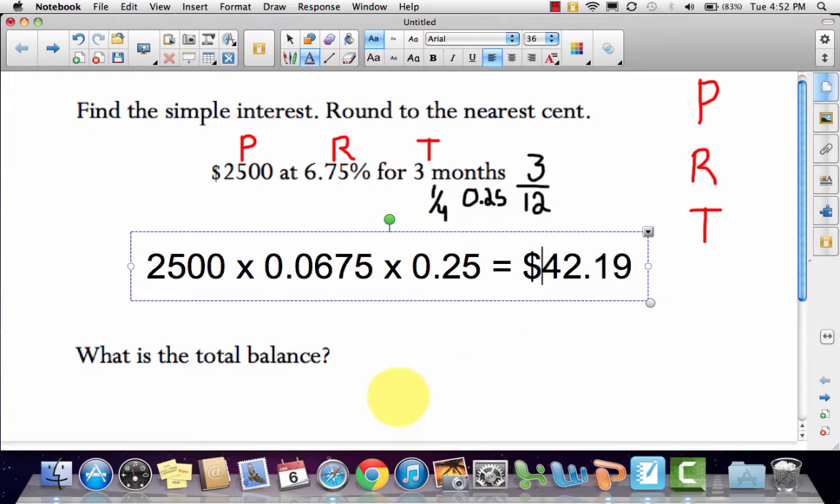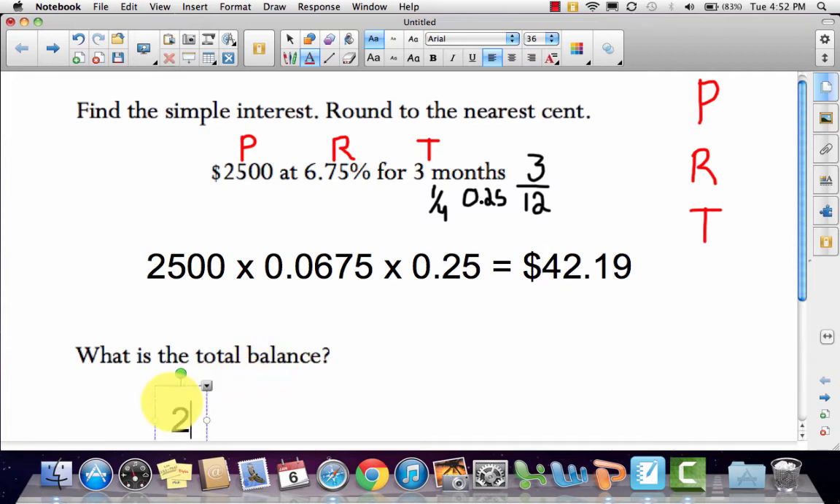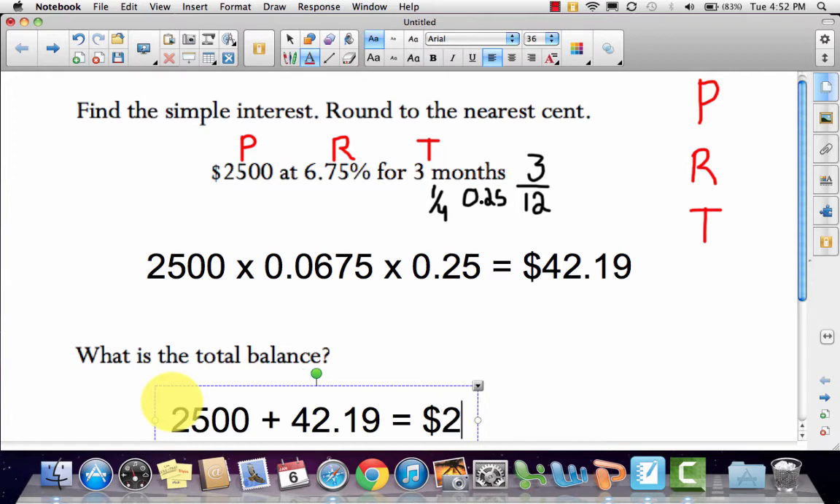The question goes one step further, and it asks, well, what's the total balance? And what that means is if you originally had $2,500 in your account and you earned an additional $42.19, then what do you currently have? And I can figure that out very simply by adding these two numbers together. And I would figure out that I now have $2,542.19.